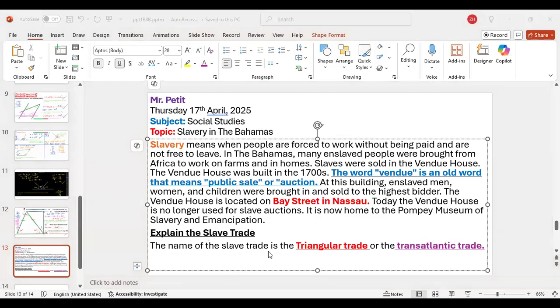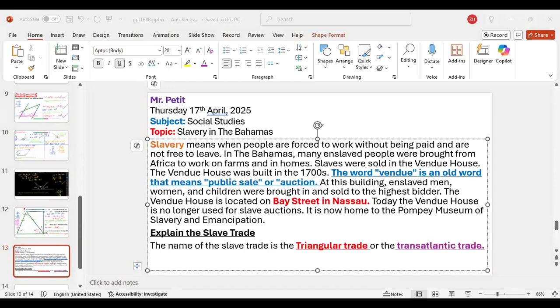So it's basically a system where millions of Africans were taken from their homes. They were forced into ships and they were sold as slaves. The trade happened between three main places. The reason why it's called transatlantic trade is because they sailed across what ocean? The Atlantic Ocean. Very good.